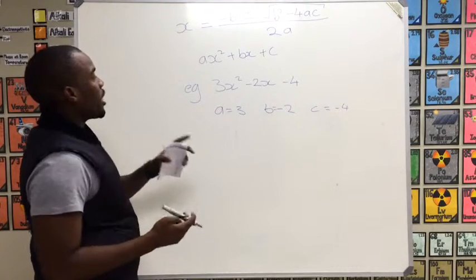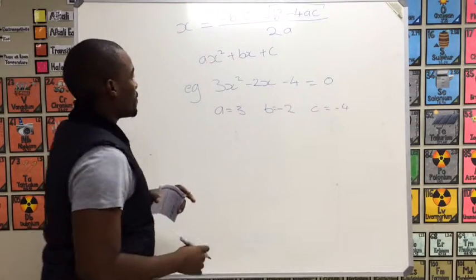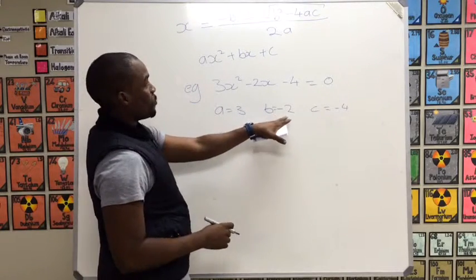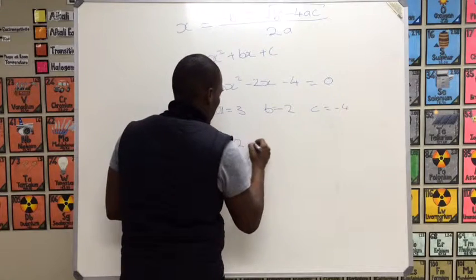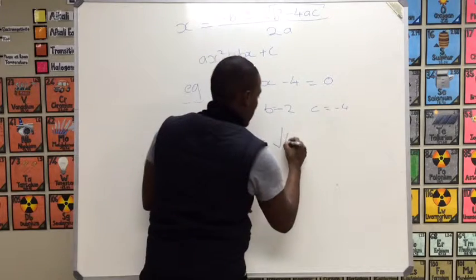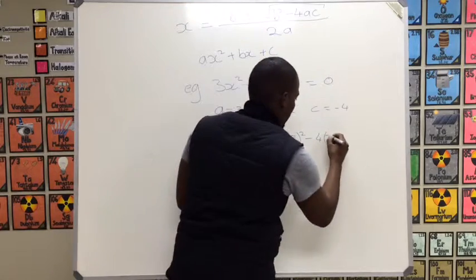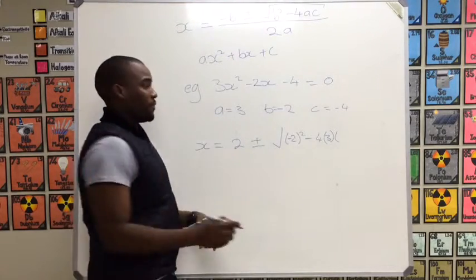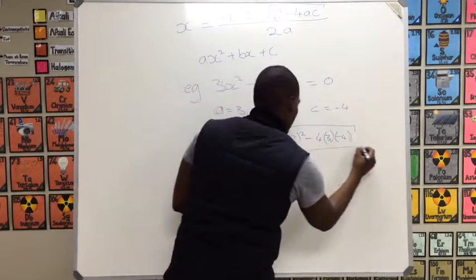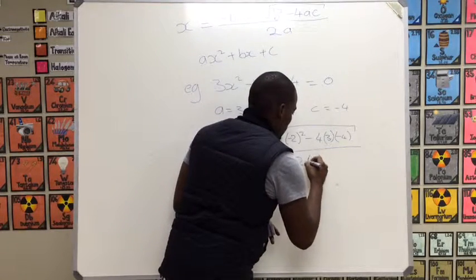Okay, so now let's try, for example, if I'd given you this one, let's solve for the x values that will satisfy this equation. So simply we say x is equal to minus b. So b is negative 2, minus b will simply become 2, plus or minus the square root of b squared. Negative 2 squared becomes 4. So we put the negative 2 squared minus 4 times a. A is 3, times c, which is negative 4. Put all that across there, divided by 2 times a, which is 2 times 3, which is 6.